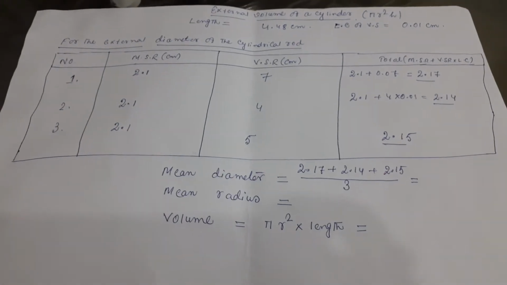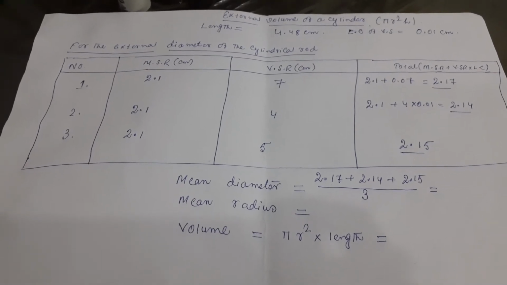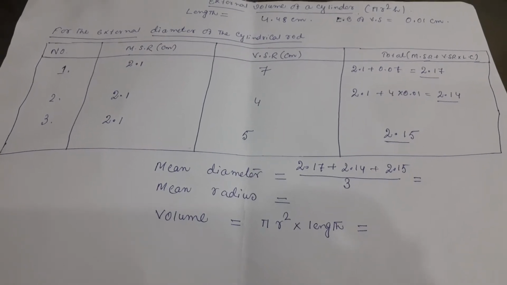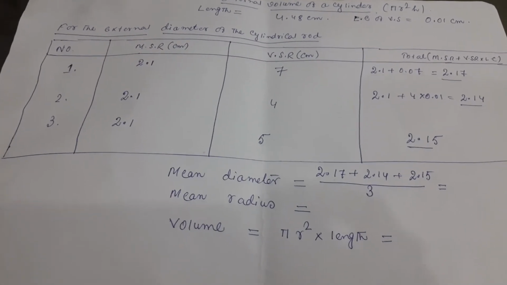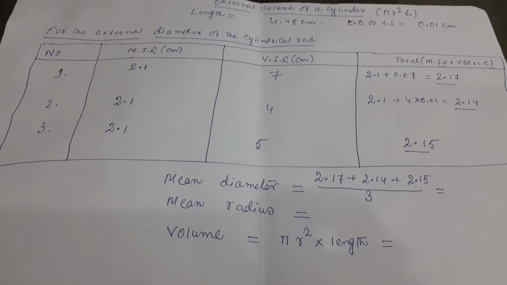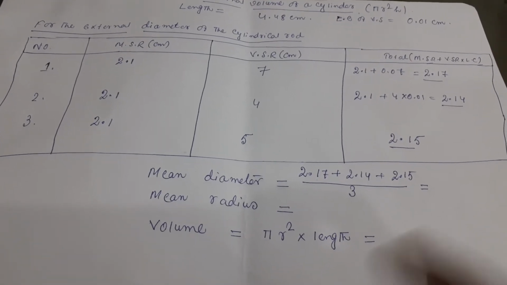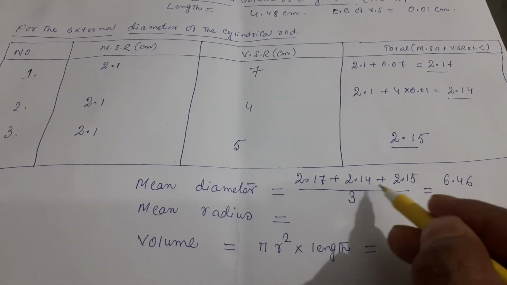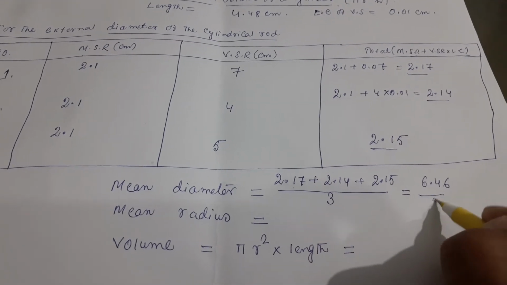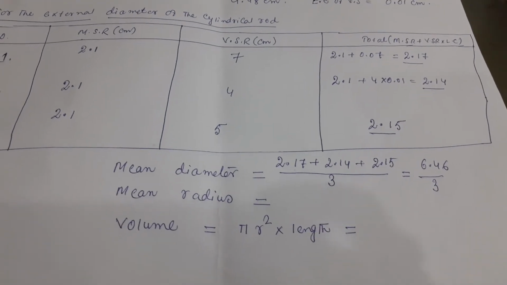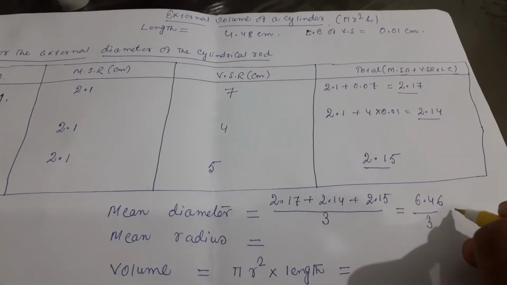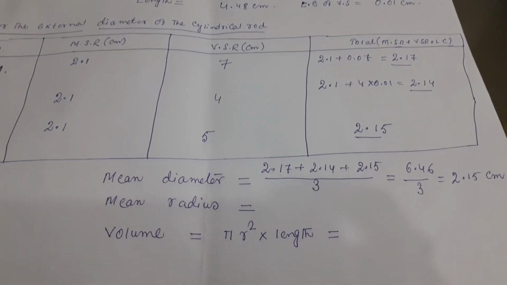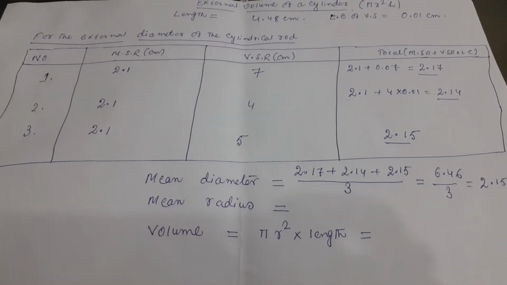So I am just taking the help of the calculator. So 2.17 plus 2.14 plus 2.15, that will be 6.46. Okay, divided by 3. If you divide that by 3, then 2.15 centimeter will be the actual mean diameter of this cylindrical body.